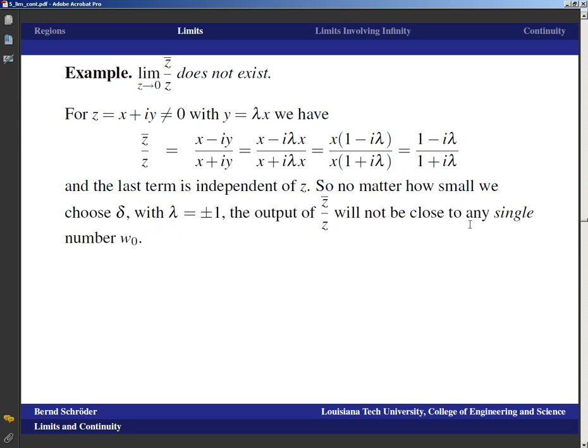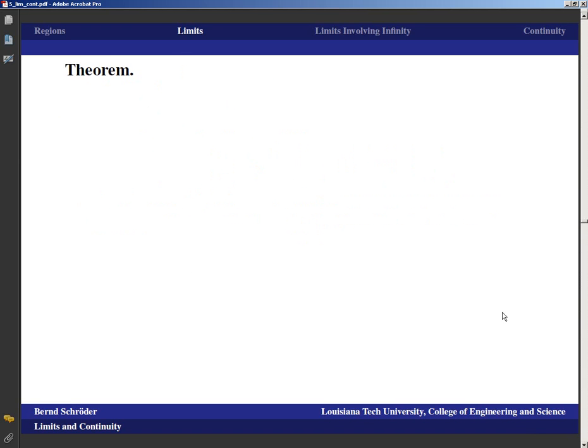And these two numbers will not be close to any single number w0 because these two numbers are a definite finite distance apart. And now let's remember that the epsilon had to be any number greater than 0, which means it doesn't matter if we think that these two outputs that I've just mentioned are close together or not. They're not closer together than any epsilon greater than 0, and that means that this function does not stabilize near the origin, and that means that the limit does not exist.